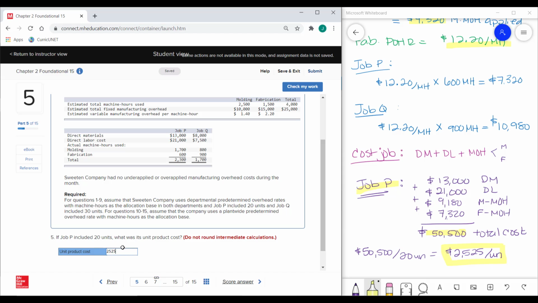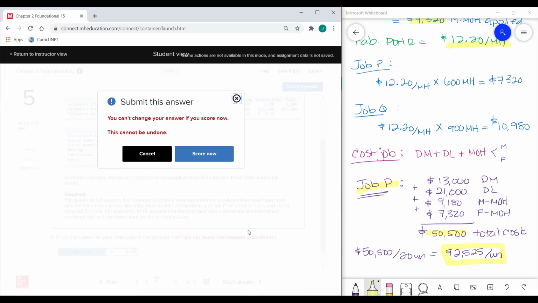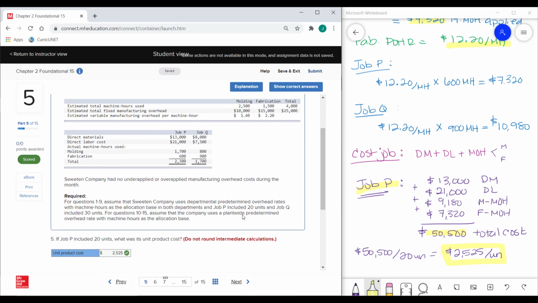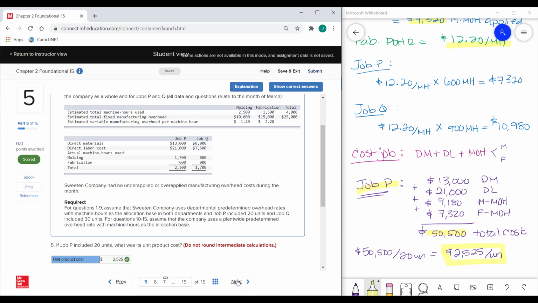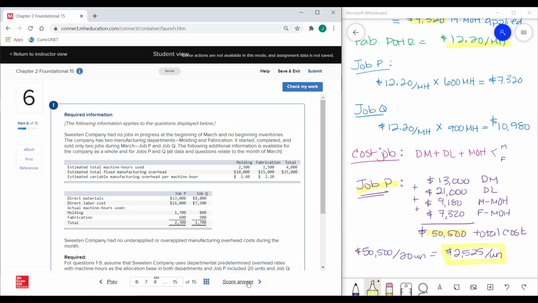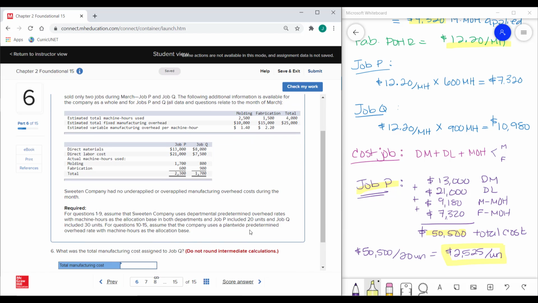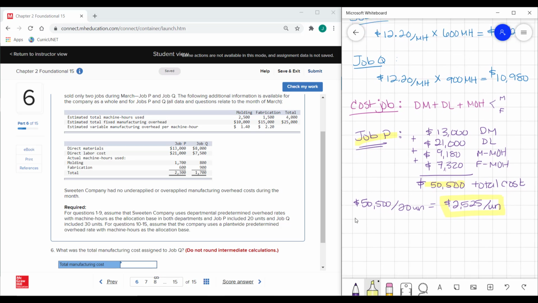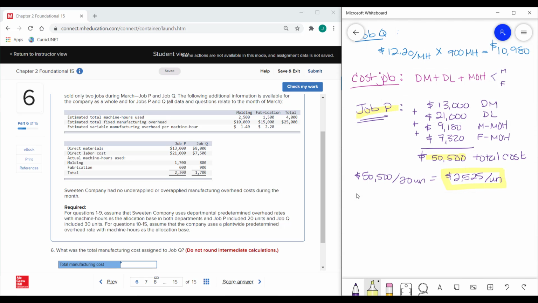So let's plug that in and let's score our answer. There we go, that's correct. So now we can move on to question number 6. All right, so this question is asking us, what was the total manufacturing cost assigned to job Q? Okay, so we'll do the same we just did here for job P. Job Q is also made up of direct materials, direct labor, and manufacturing overhead.